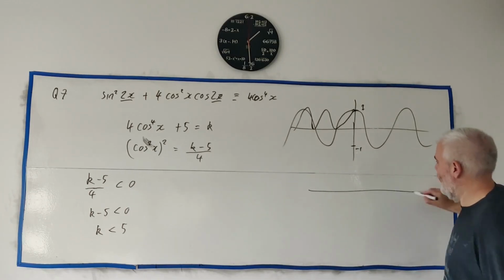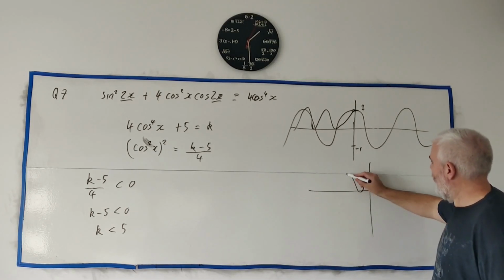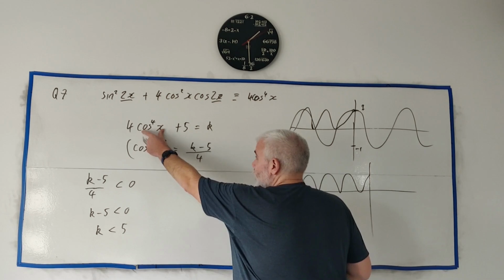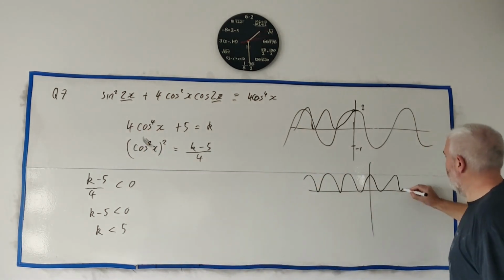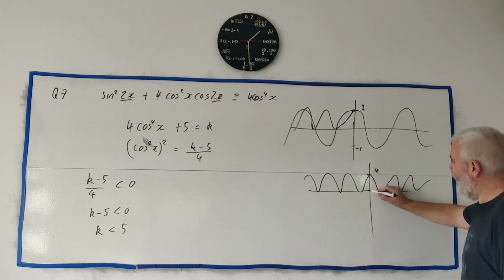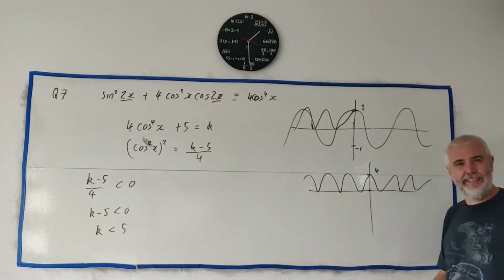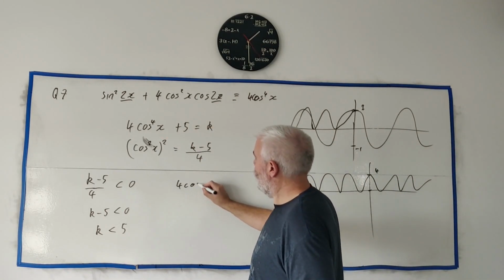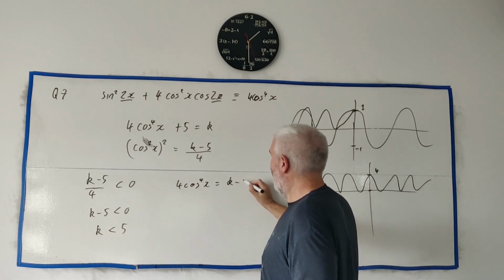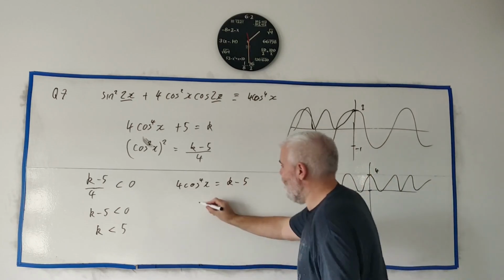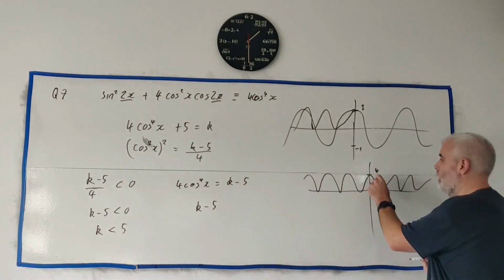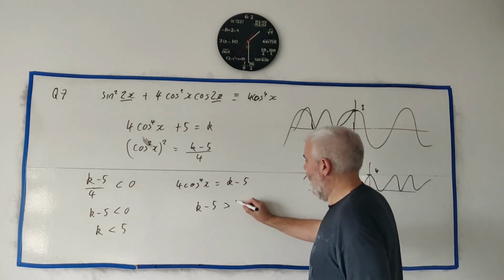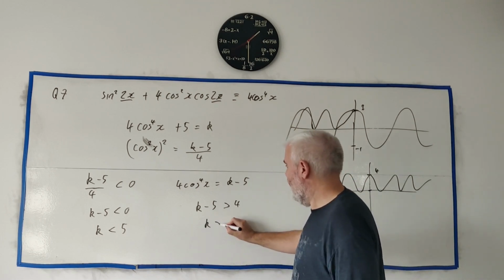It'd be still a wave. Let me draw it again here. It would still be a wave, but it would just bounce off the 0 line, is what cosine to the power 4 looks like. Multiply by 4 and we get the highest point now is 4 and the lowest point is 0. So they wanted you to recognize this and basically to say that 4 cosine to the power 4x is equal to k minus 5. They want you to recognize that k minus 5, for it to have no solution, has to be bigger than 4. So k has to be bigger than 9.